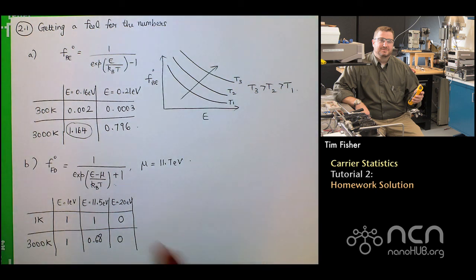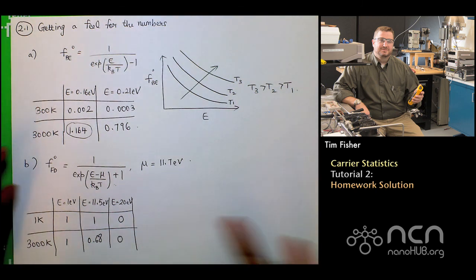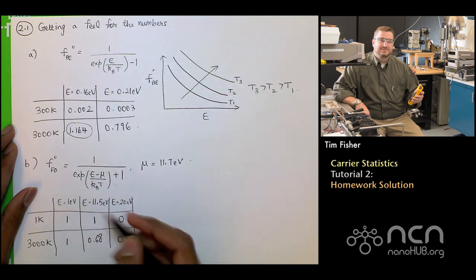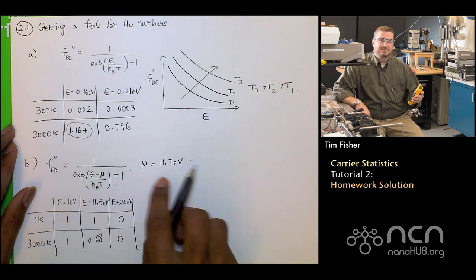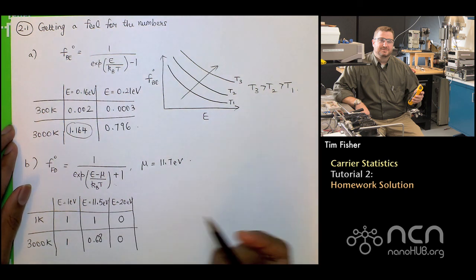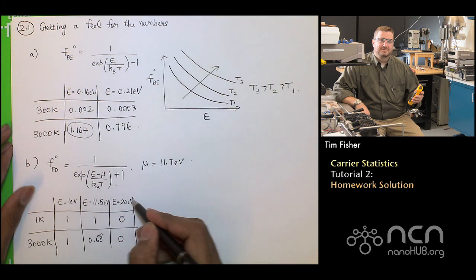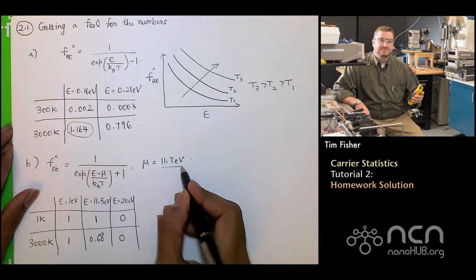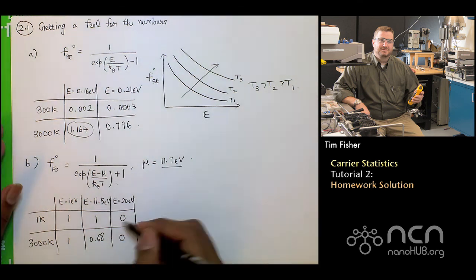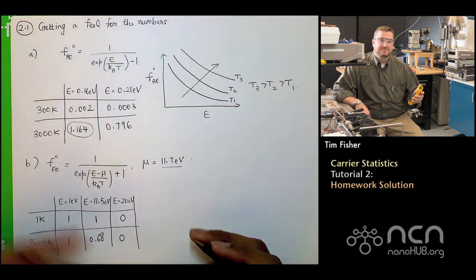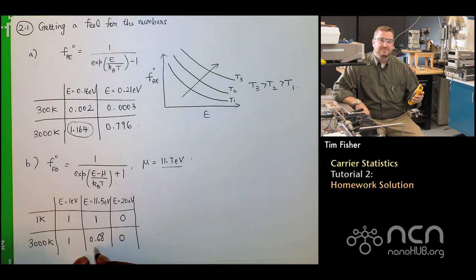So what you basically observe from this data is that for energies much less than the electrochemical potential, because 1 electron volt is much less than 11.7 electron volt, the occupation is basically 1. And for energies that are much greater than the electrochemical potential, the occupation is basically 0. And for energies near the electrochemical potential, you basically have an intermediate occupation, which is what you see here for the high temperature of 3000 Kelvin.